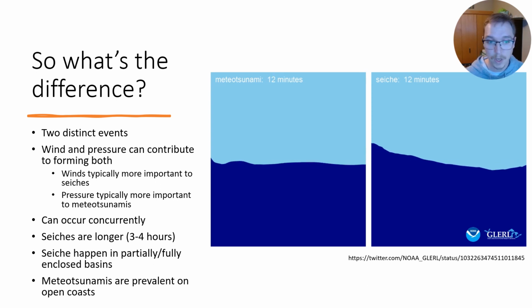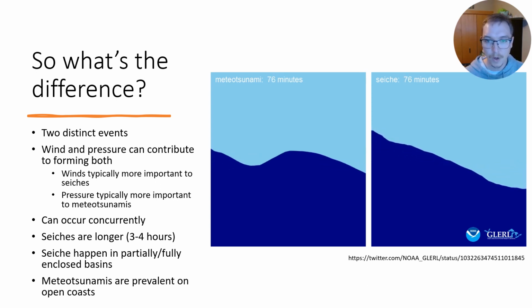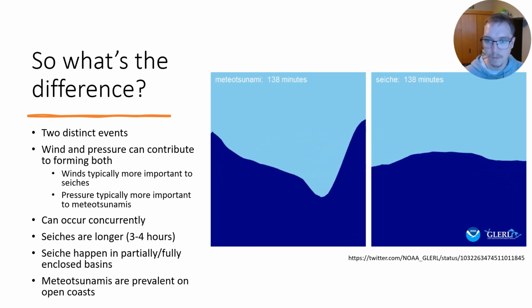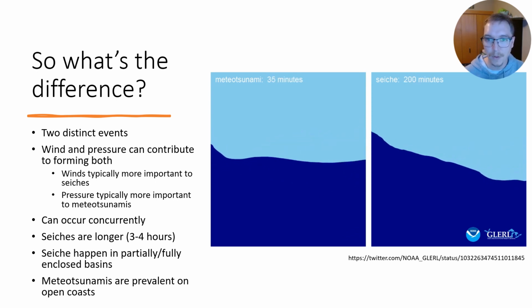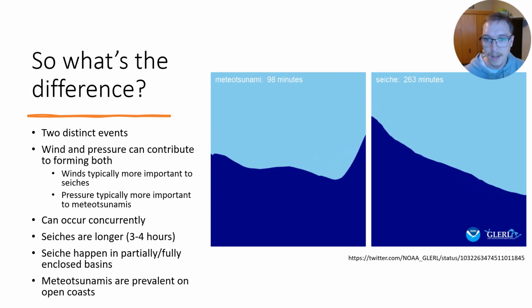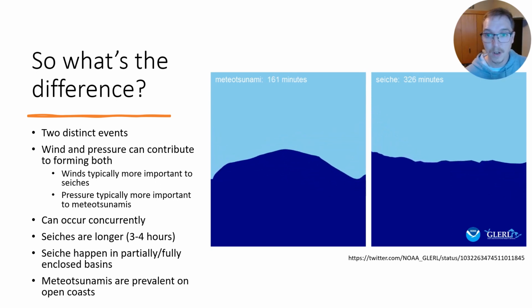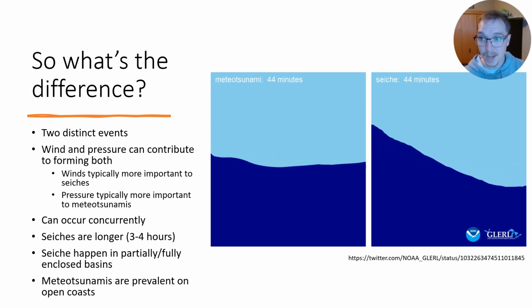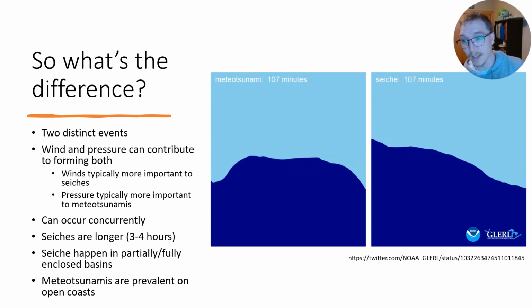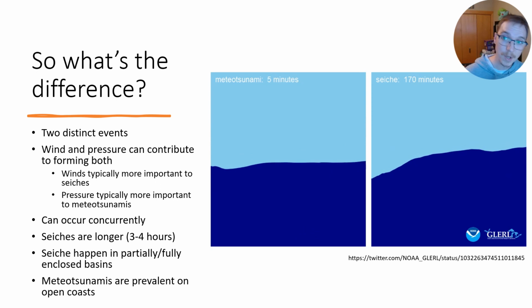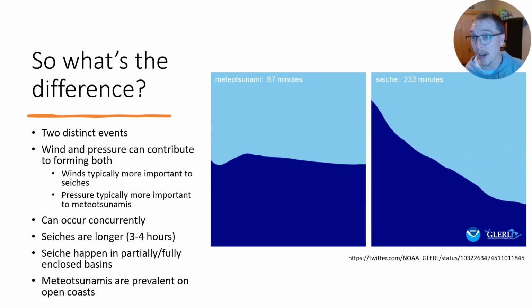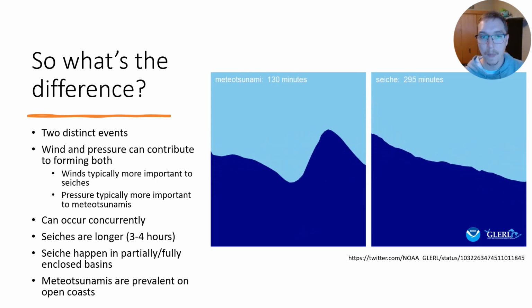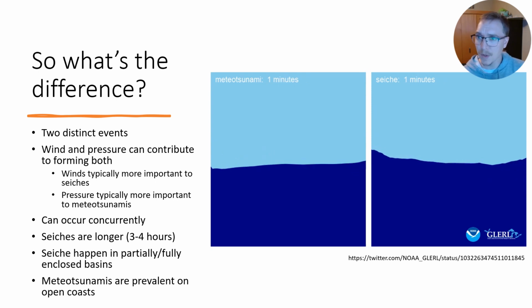Let's watch this one more time. So we've got this pressure cell moving through, this front moving through, causing basically a depression of the water surface. One more time. Whereas with the seiche, it's just wind pushing and piling that water up somewhere else, and then when that wind dies off, it sloshes back and forth. So that's the main difference there. They're formed by very similar things, but they've got some distinct differences between the two of them.